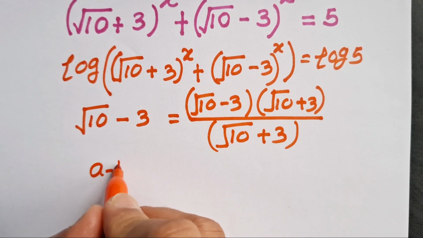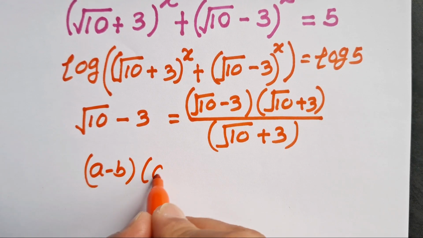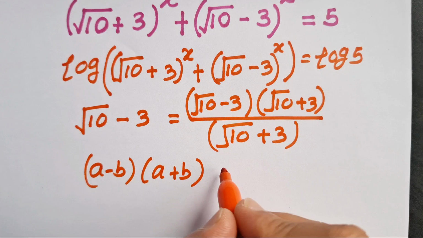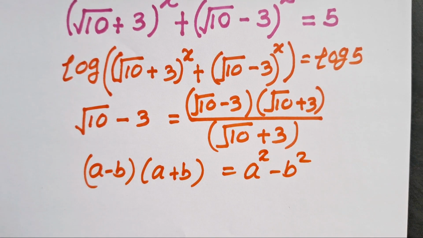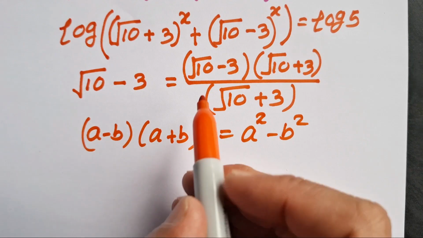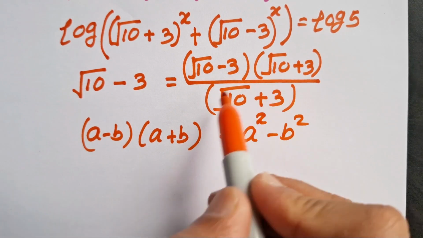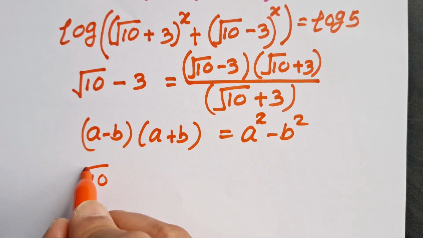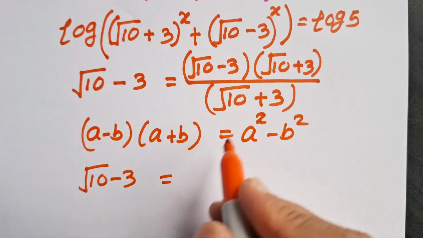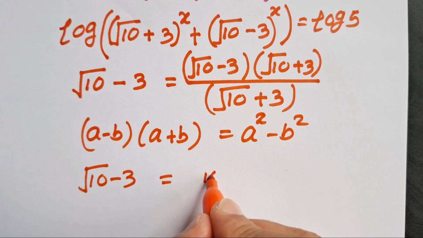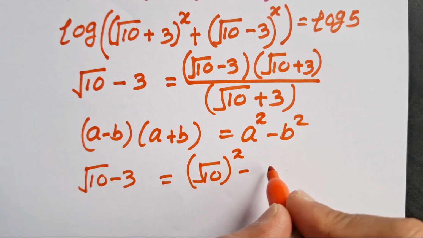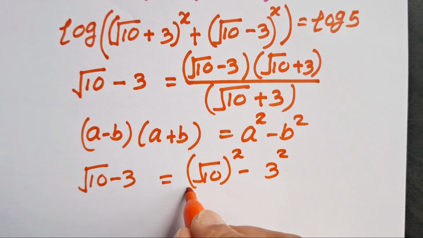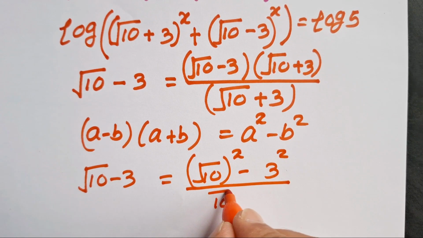But we know that for any numbers a and b, (a minus b) times (a plus b) is equal to a to the power of 2 minus b to the power of 2. So I'm going to apply this rule to my problem in the next step. Square root of 10 minus 3 is equal to, here we have the same format, (square root of 10) to the power of 2 minus 3 to the power of 2, divided by square root of 10 plus 3.